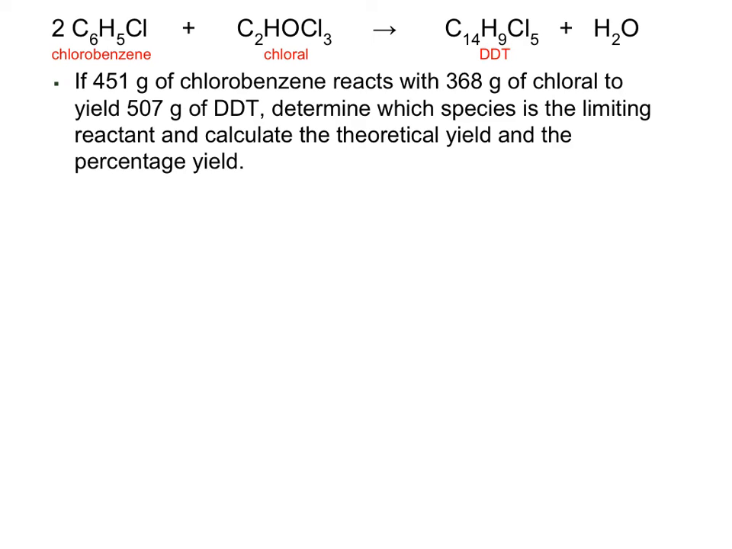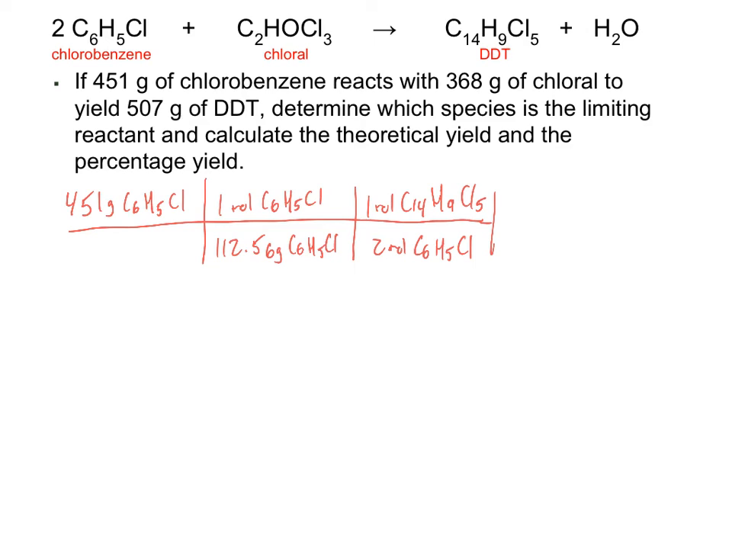And so we're going to approach this problem in even a slightly different way than the others we have looked at. Here, what we're going to do is run the calculation through and find how many moles of DDT can be produced based upon our starting amounts of our reactants. And so, in order to find the amount of DDT that can be formed from chlorobenzene, we set up our stoichiometric problem, and we see that starting from 451 grams of chlorobenzene, we are going to form 2.00 moles of DDT.